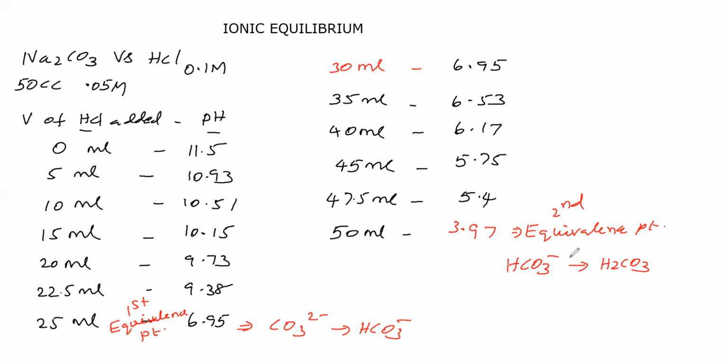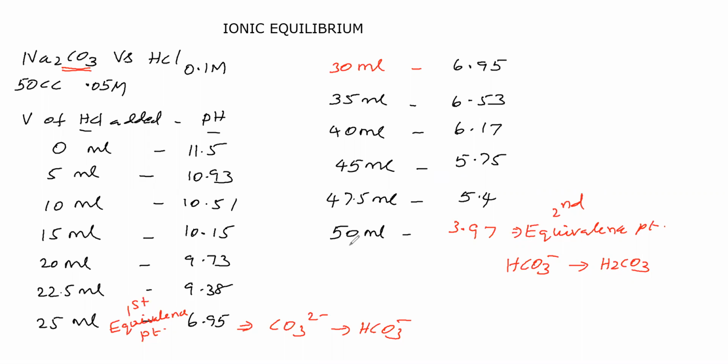Since it is bivalent, we say there are two equivalence points. Suppose it is trivalent, how many equivalence points will you get? Three equivalence points if it is trivalent. So we need not stick to the point that there is only one equivalence point. We have to see the reactants and the products, and as per that, we have to say the equivalence point.